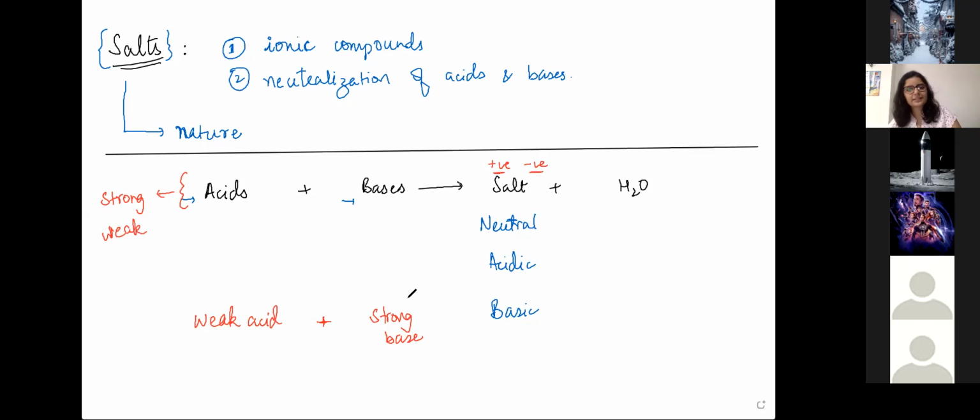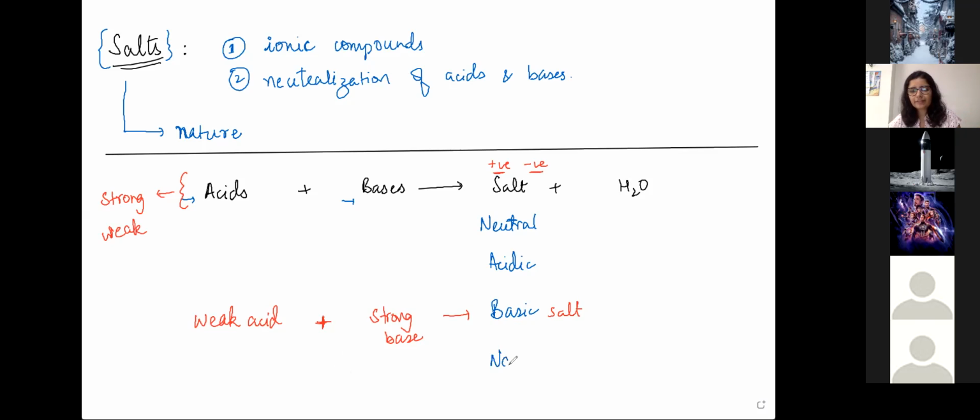Basic nature. Yes. So if we react a weak acid and a strong base, we will end up with a basic salt. The best example for this is your carbonates and bicarbonates. They react with acids, they neutralize acids, they have a basic nature, because they are formed with a weak acid and a strong base.